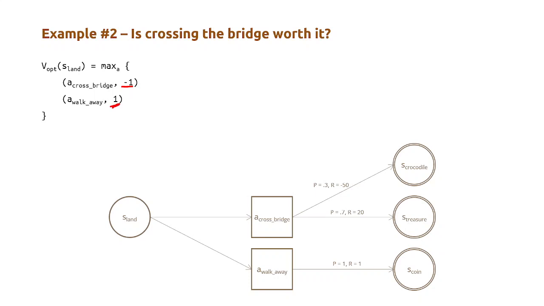So this tells us that if the agent is in S land, it is now better to walk away than to cross the bridge. So it's basically telling the agent that it's not worth it. It's not worth it to cross the bridge. It's better to just walk away and get the sure reward of 1. Okay, so this x will be the path that our agent will take.